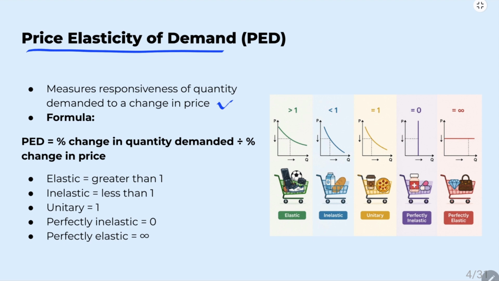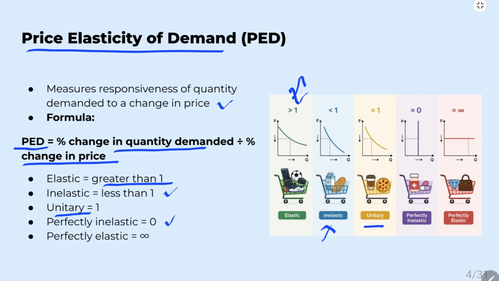We calculate price elasticity of demand by dividing the percentage change in quantity demanded by the percentage change in price. If the answer is greater than 1, demand is price elastic. This means quantity demanded changed more than the price change. If the answer is less than 1, demand is price inelastic. This means quantity demanded changed less than the price change. If price elasticity of demand equals 1, demand is unitary elastic. In this case, the percentage change in quantity demanded is exactly the same as the percentage change in price.